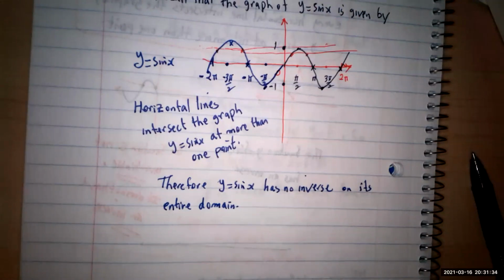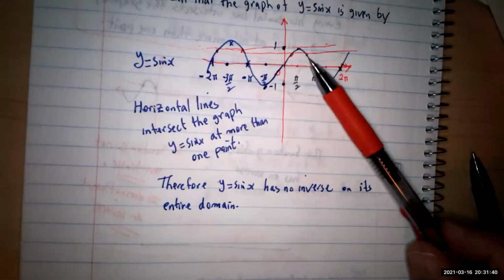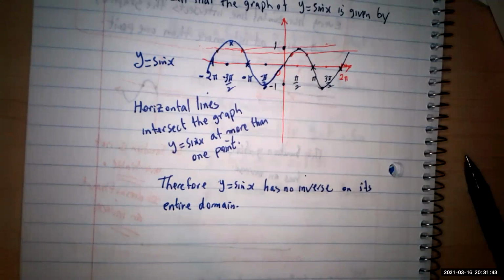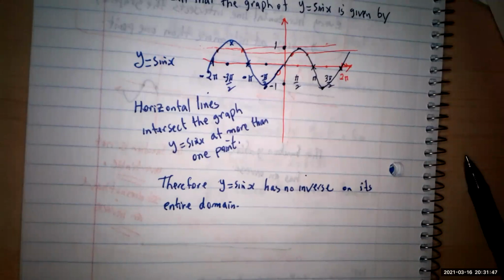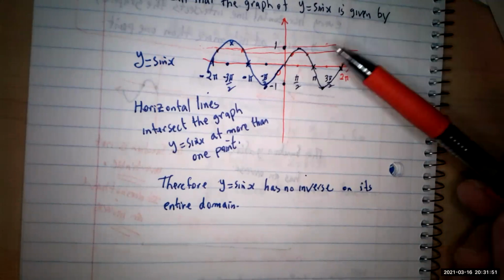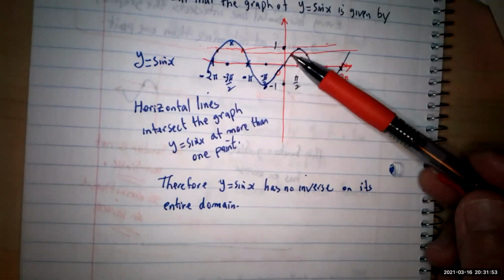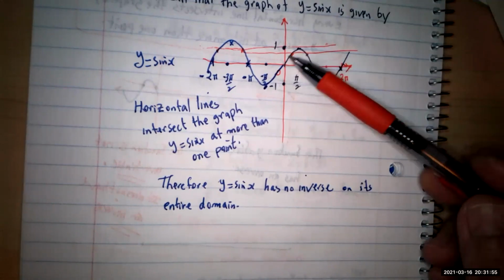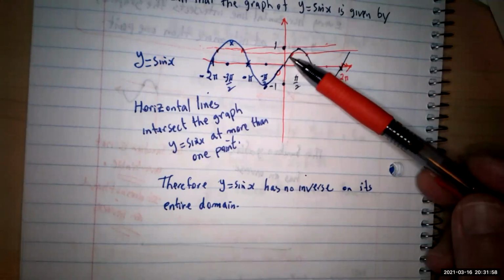You are not going to leave it because you would like to define that. So you have to consider a portion of this graph that satisfies the horizontal line test. Look at this one to see why we get 2 points. When we start from here, we go up and down. That's why we get 2 intersection points.